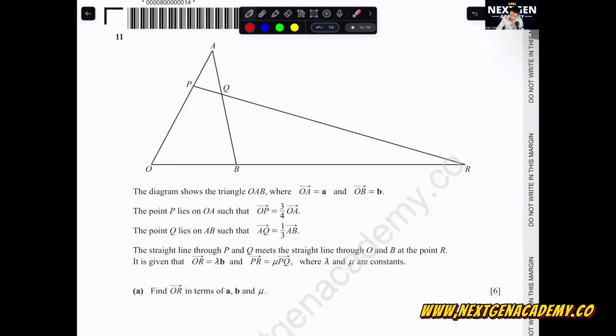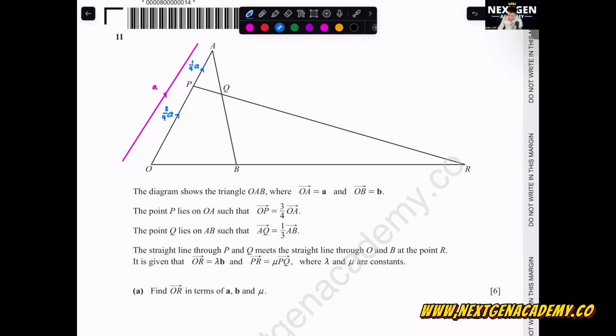Can we write an expression here first? This whole thing is A, right? The whole entire thing is A. So if we split it up, they say this one is 3 over 4A. Here will be 1 over 4A. Just write down whatever information is given first.